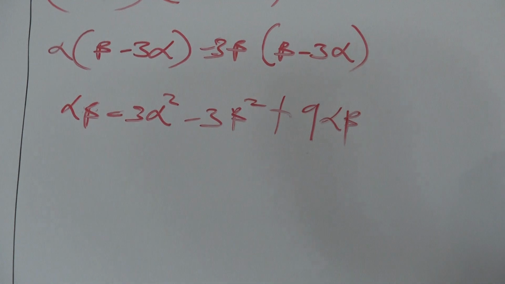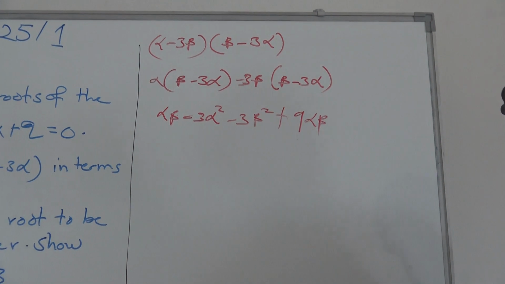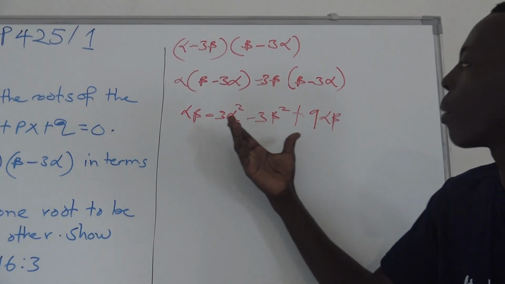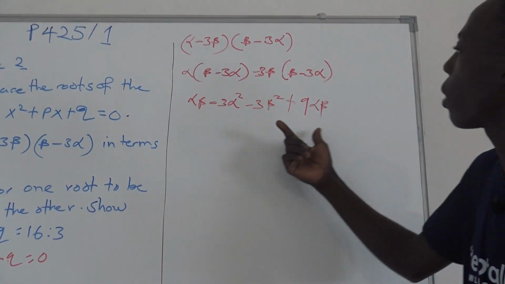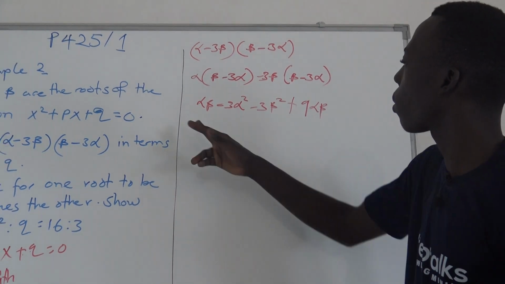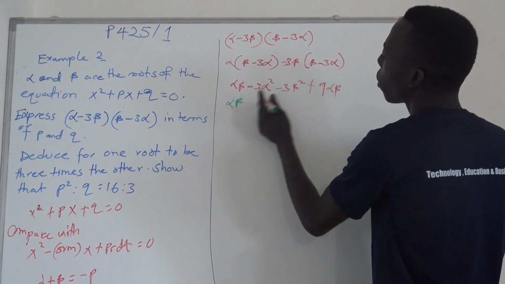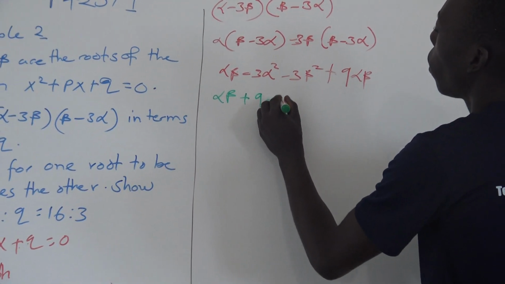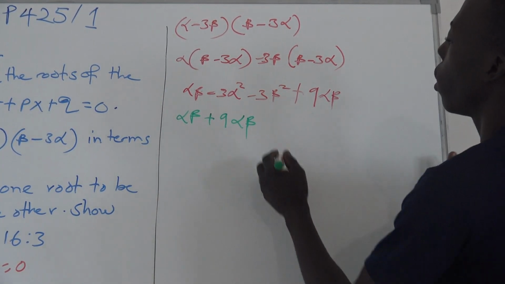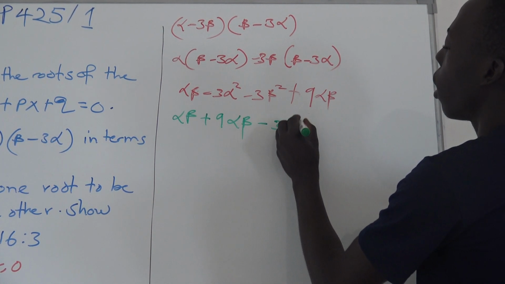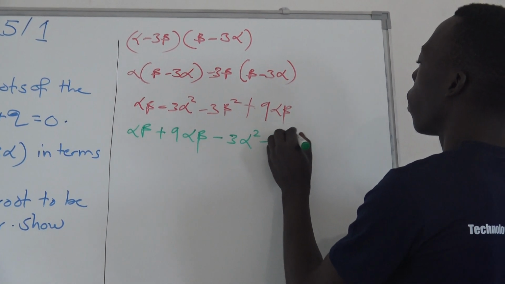After expressing that in terms of alpha and beta, we continue by collecting like terms. Those with alpha beta and alpha beta, we bring them together. So it becomes alpha beta, then bring this one, plus 9 alpha beta. Now we bring the ones which are squared. So it becomes minus 3 alpha squared minus 3 beta squared.